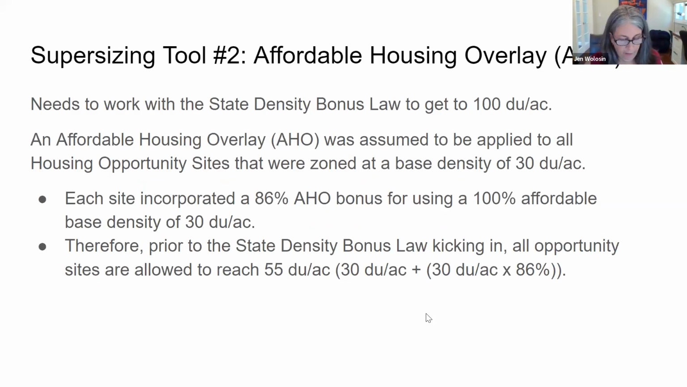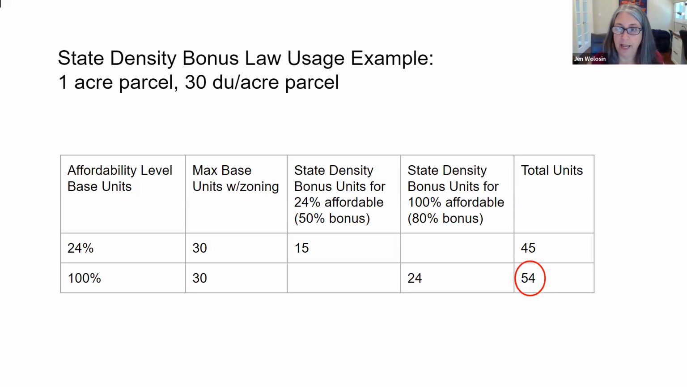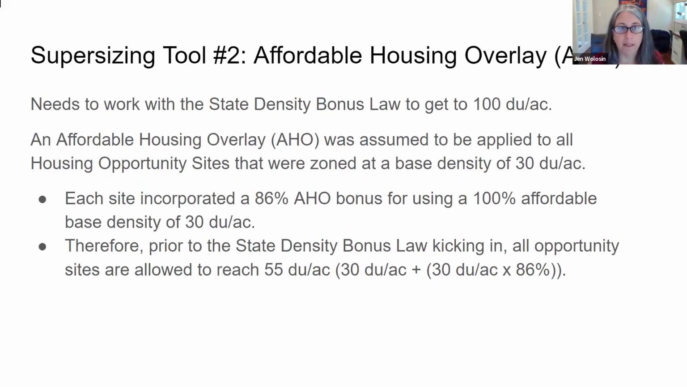So as I mentioned, there are 2 supersizing tools. This was the state density bonus law. In our housing element, we committed to have a second supersizing tool that would again get us to 100, because we saw on this 30 units an acre, it didn't quite get us to the 100 that we promised. So we have an additional affordable housing overlay that gives an additional 86% bonus on top, prior to the state giving their bonus, to allow us to get to 100.